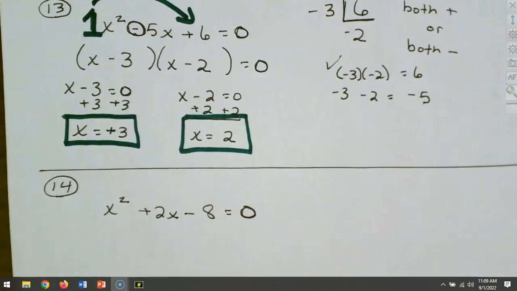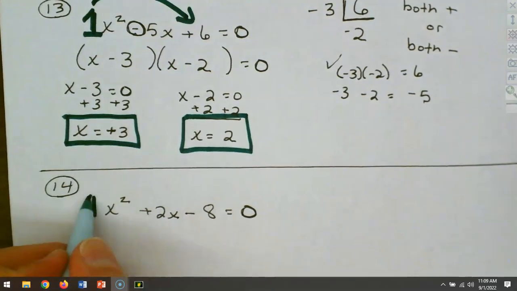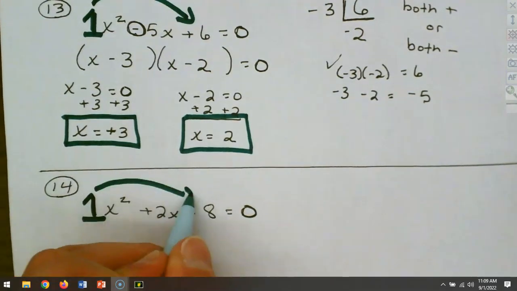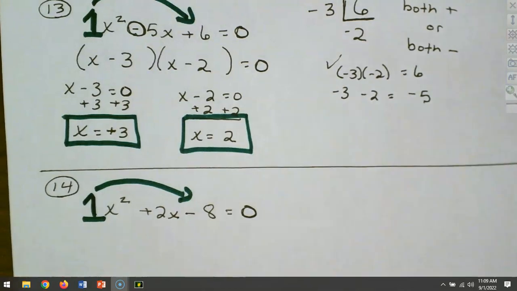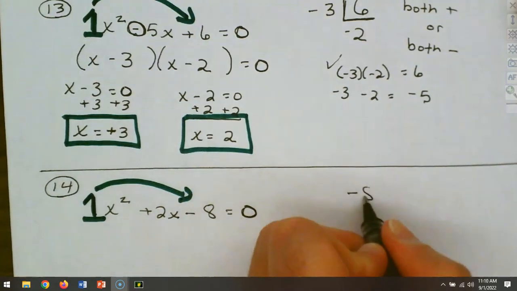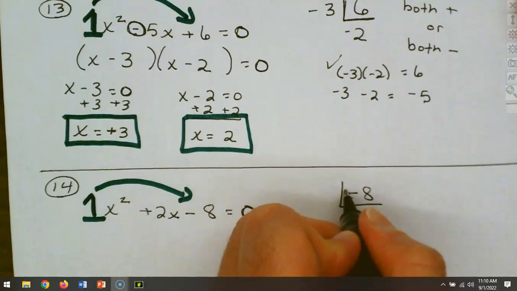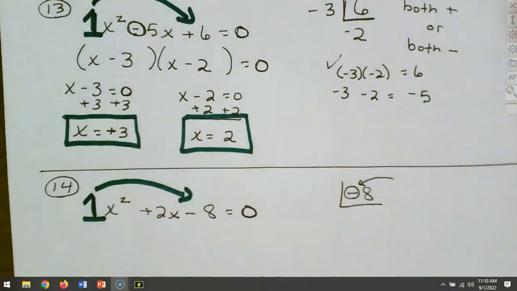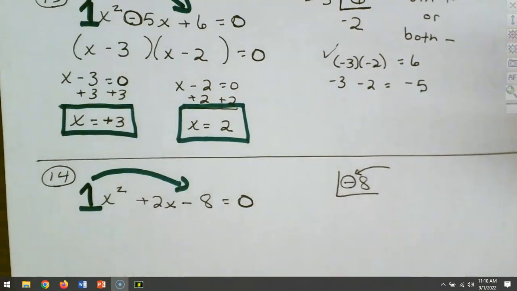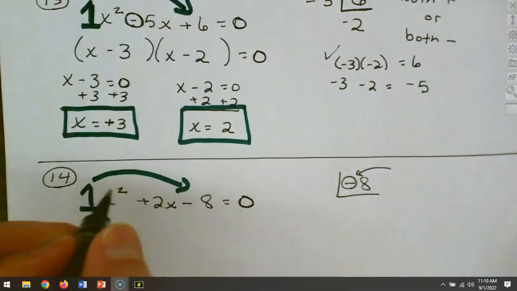So is there a number in front of the x squared? No, we put a 1 there. And then 1 times negative 8. 1 times negative 8 is a negative 8. That is negative, right? How can we get two numbers to multiply together to give you a negative number? Well, the only way you can get two numbers to multiply to give you negative is one has to be positive, one has to be what? Negative, right? Now, what's the sign in the middle?